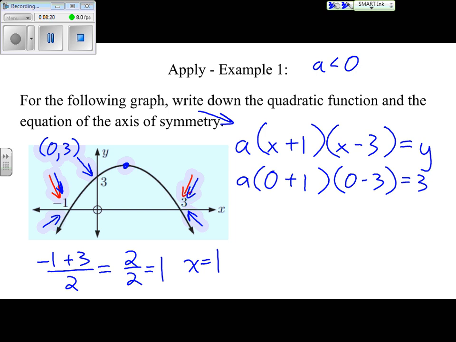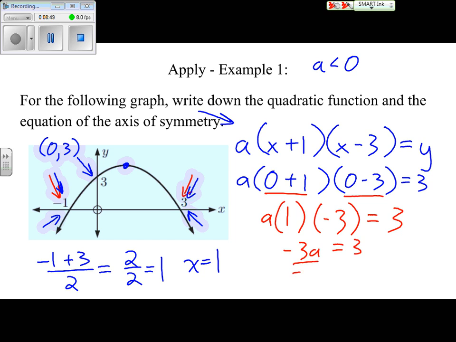So I'm going to simplify now. Over here, I have 0 plus 1, which is just 1 times a. And then over here, I have 0 minus 3, which is just a negative 3. And when I get my answer, I have 3 out at the end. So now I'm going to simplify. a times 1 times negative 3. Well, a times 1 is just a. It's an identity. And a times negative 3 would give me negative 3a equals 3. Divide both sides by negative 3, and I get a equals negative 1.